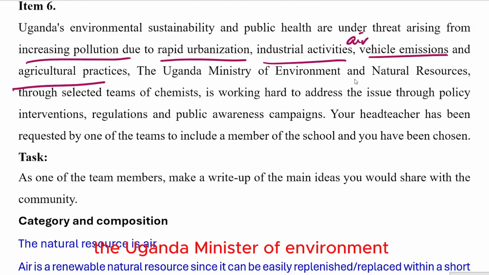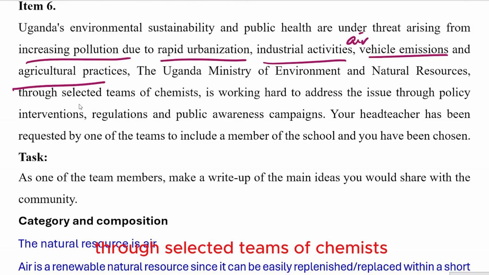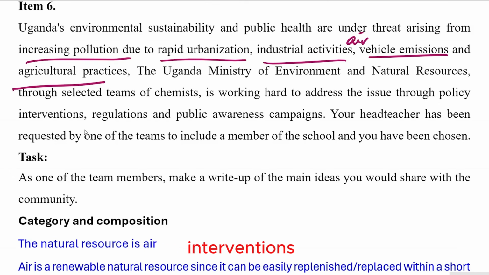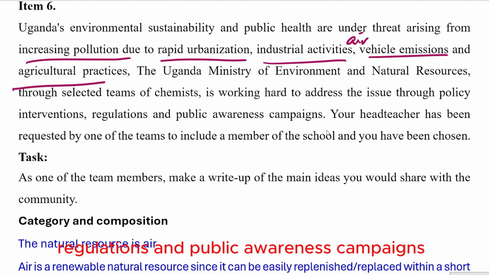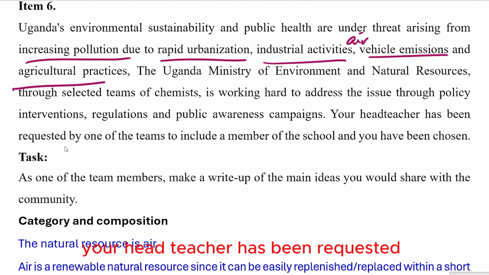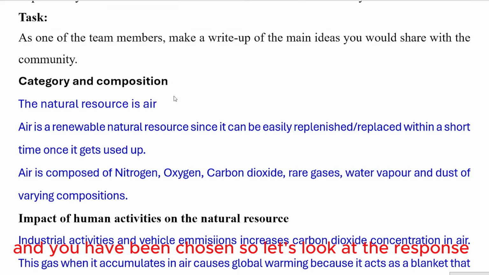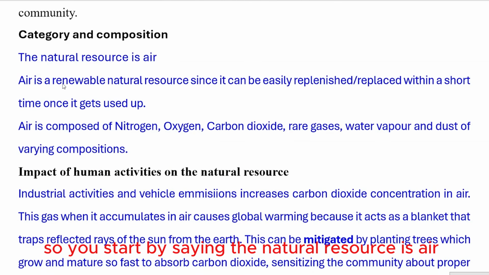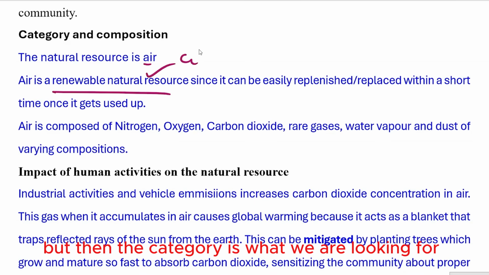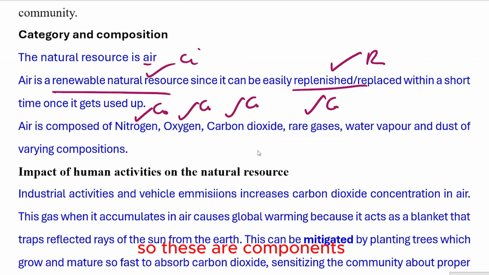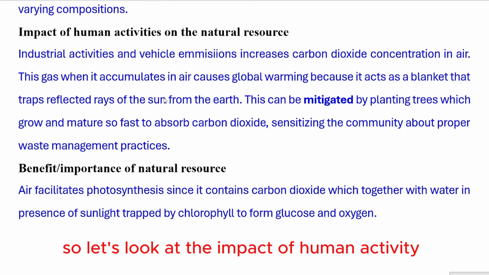The Uganda Ministry of Environment and Natural Resources, through selected teams of chemists, is working hard to address the issue through policy interventions, regulations, and public awareness campaigns. Your head teacher has been requested by one of the teams to include a member of the school, and you have been chosen. So let's look at the response. So you start by saying the natural resource is air, but then the category is what we are looking for, then the reason, then we mention the compositions here. So these are components.